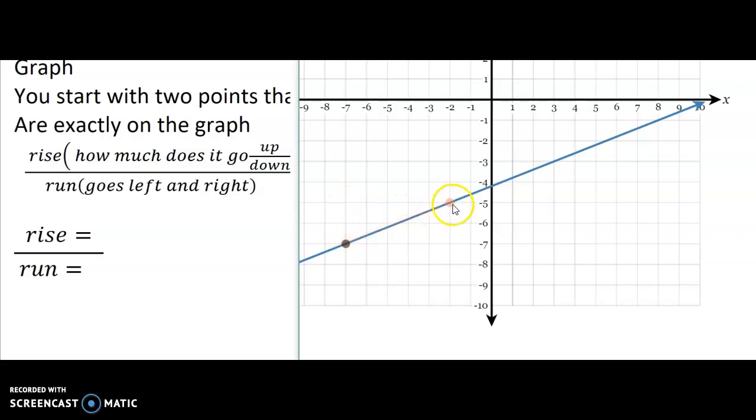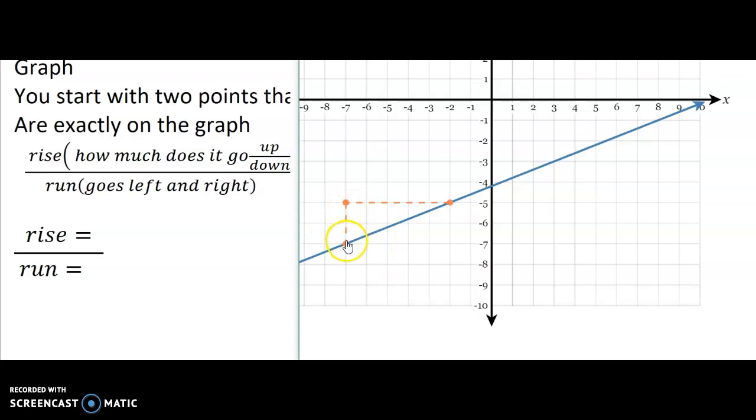And to get to this point, I have to go up 1, 2. So there's my rise. And then I have to do my run. Notice I clicked again to signify that I'm making another line. And then I clicked. So there's my rise over run. And the order doesn't really matter. I'll show you in just a minute.